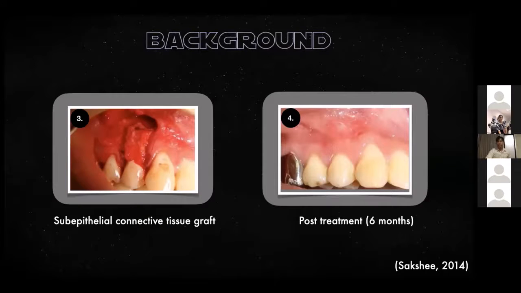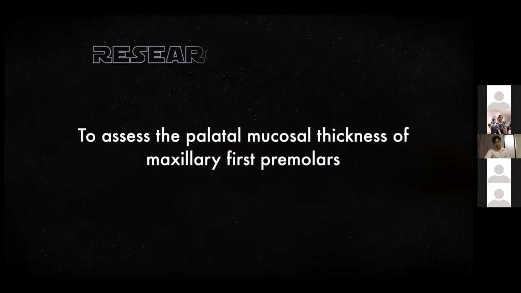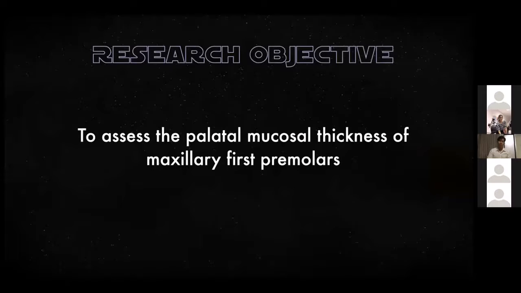Subepithelial connective tissue graft is one of the mucogingival surgeries for covering denuded root surfaces, which has been reported to have a high success rate and high aesthetic result. The post-treatment after subepithelial connective tissue graft is shown in picture 4. Graft thickness and volume are important factors to determine appropriate treatment and prognosis. Thus, an adequate graft dimension is required for obtaining an ideal result. So our study aim is to assess the palatal mucosal thickness of maxillary first premolar.